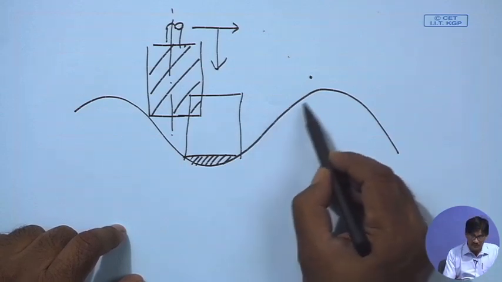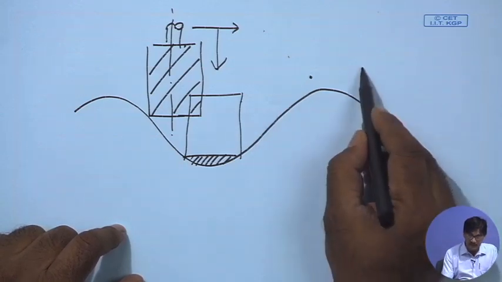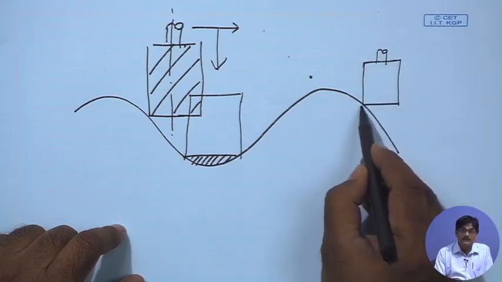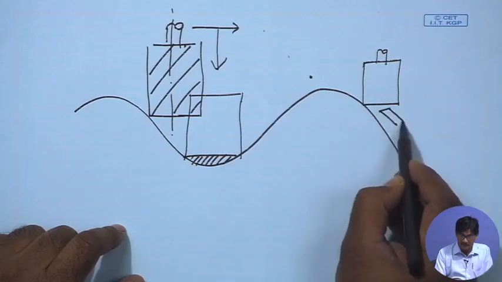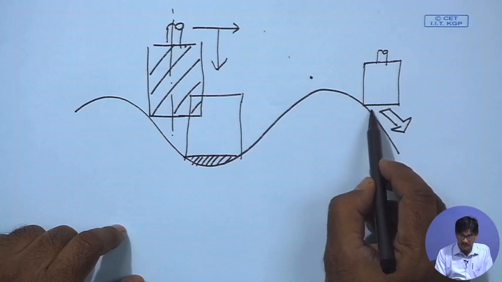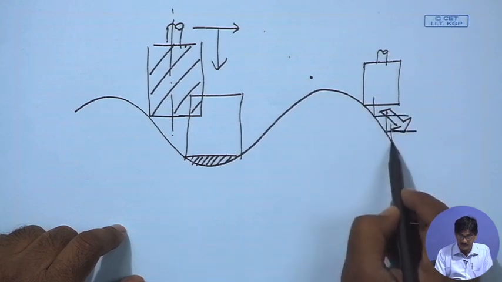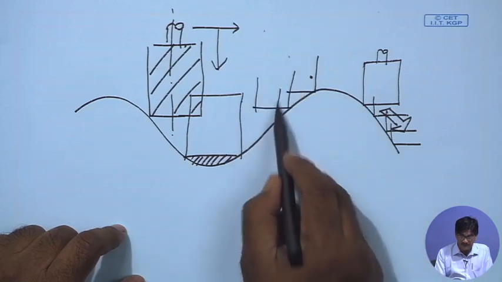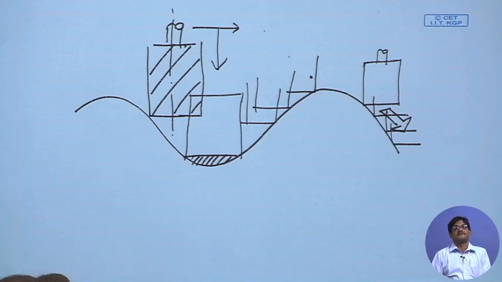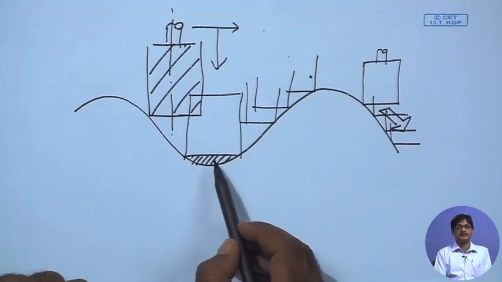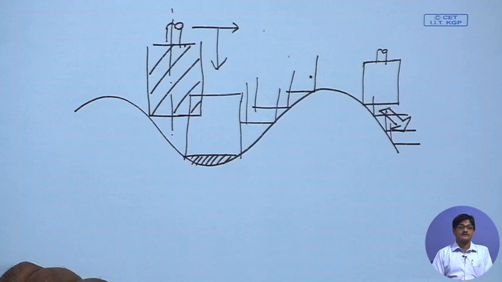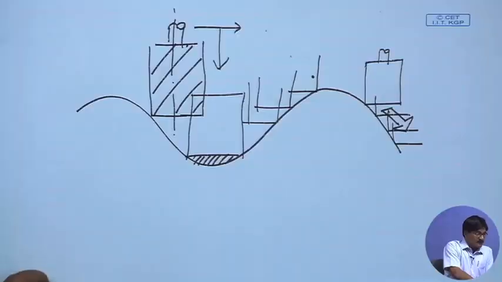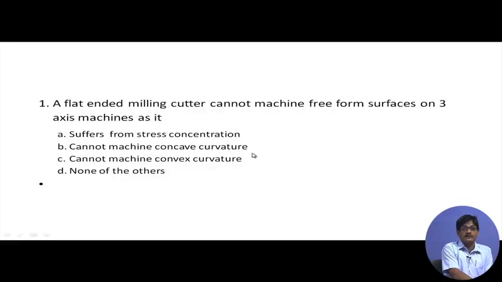But what if it has convex curvature? Does it have any issues with that? No, because it can cut from this side, it can machine here, it can go down this way in this particular plane and machine all those places. It has no problem with accessing any such places in the convex part. Concave, it gets stuck here, it cannot go beyond. So, cannot machine concave curvature is correct.